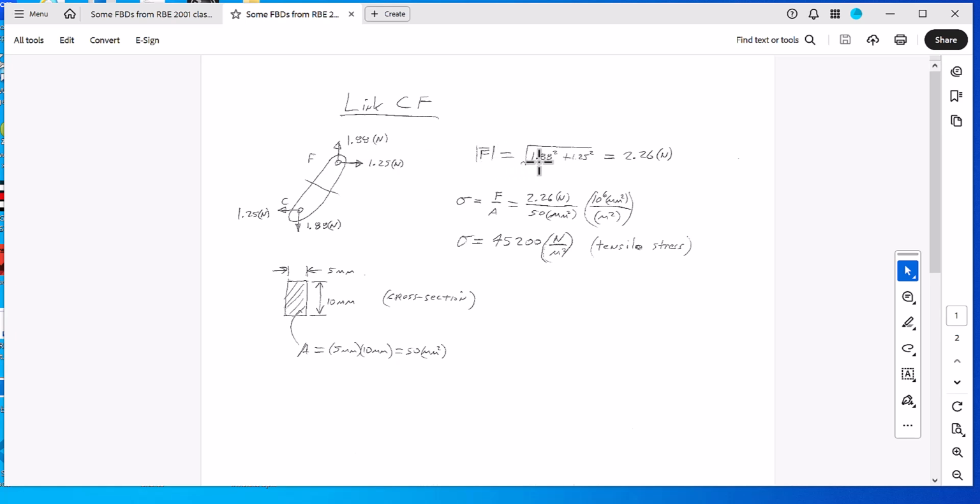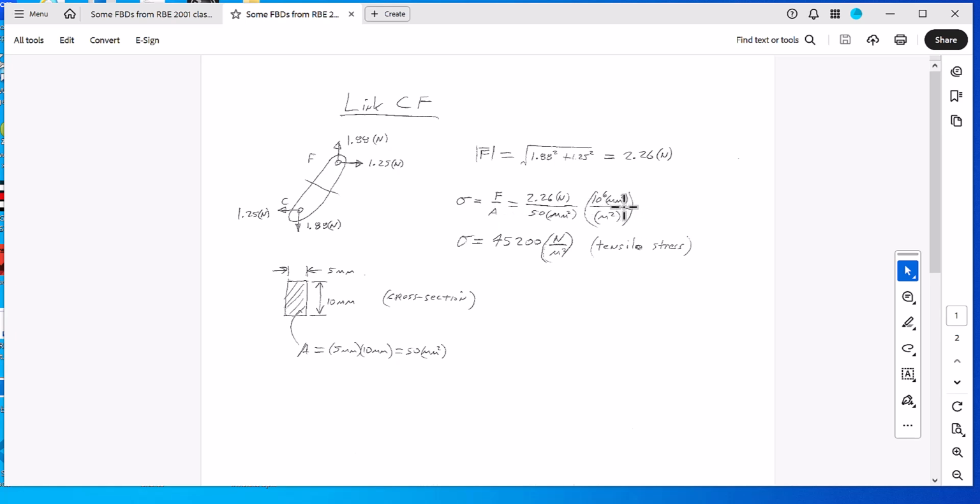Using the Pythagorean theorem, we can get the actual magnitude of the force vector, and it's lined up in the direction of the link. And so we took a slice through here and wanted to determine the tensile stress in that section. We need to find the area. It's just 5 millimeters by 10 millimeters. And then if we look at midway between the two joints, then the tensile stress would just be the force divided by the area.